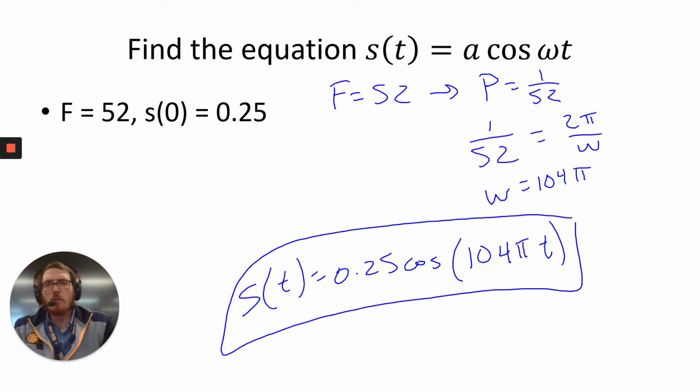The first question gives you the equation. You just have to find all the pieces. Remember, A is the amplitude. That's always the starting position. So that's S of 0 is the starting position. So that's 0.25. That's why it's 0.25 for the amplitude.